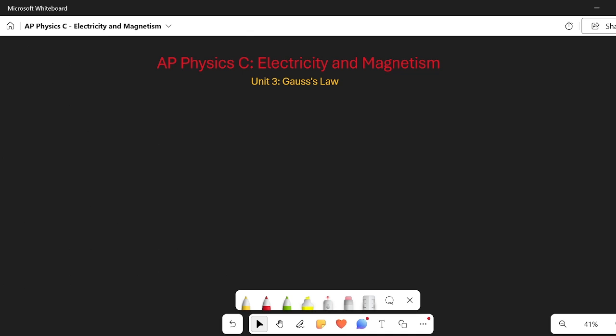So today we are going to be continuing our study of AP Physics C, Electricity and Magnetism. And today we are going to be studying Unit 3, which is going to be Gauss's law.